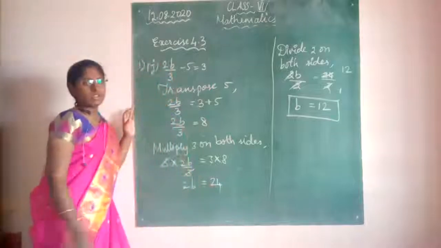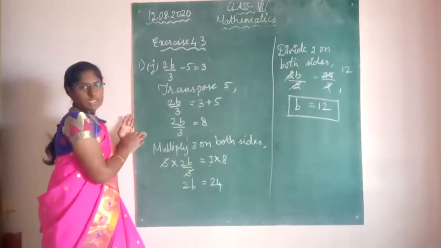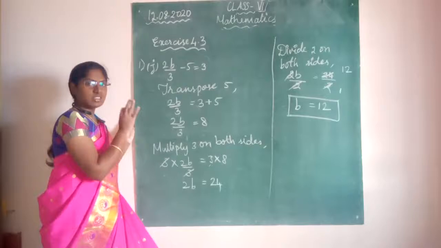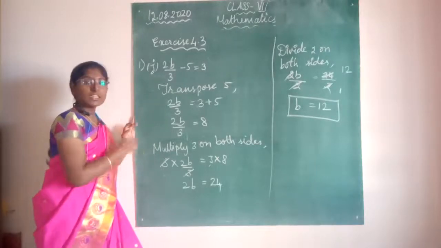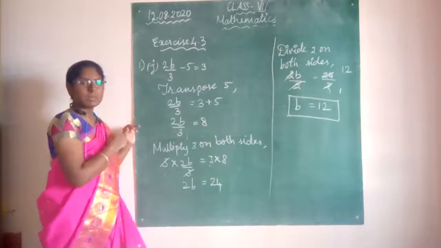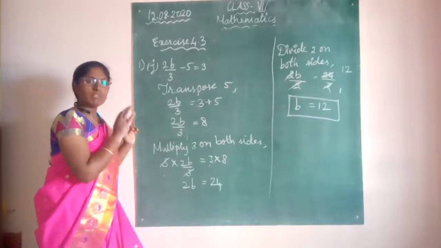Is it clear? So in this sum we have used 3 steps: transposing, multiplying and then dividing. Like this you can go step by step and you can solve the given equation and find the solution of the variable.